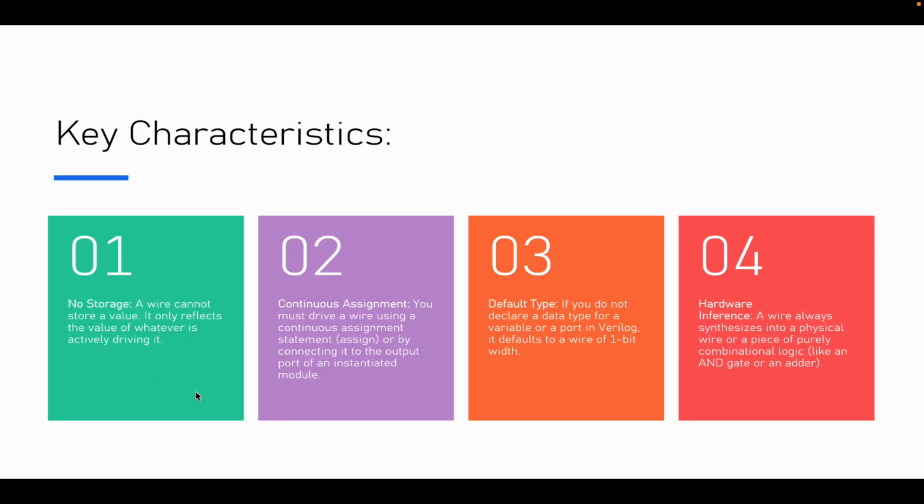A wire generally cannot store a value. It only shows us the output. It can only drive the output, and it always needs to be driven by using a continuous assignment. That means whatever input is coming, it will show it as the output.